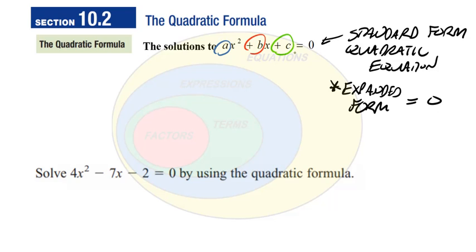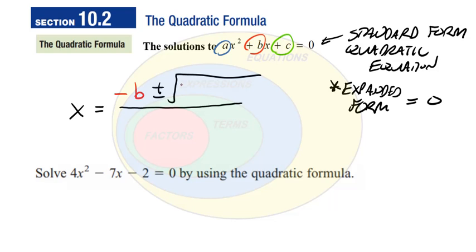So I'm going to color code these. The solutions to this equation then would be x equals, and it's a big fraction, the opposite of b, so I'm going to do that in red, plus or minus the square root of b squared minus 4ac. So the last term underneath the square root is negative 4 times a times c, and then that's all over 2 times a. So this is the quadratic formula.